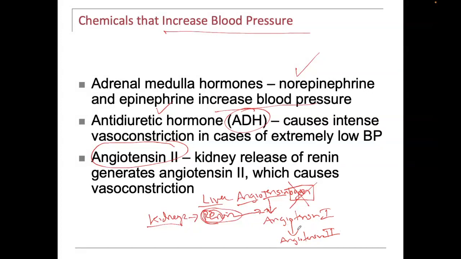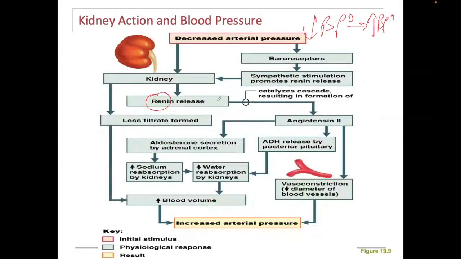What converts angiotensin 1 into angiotensin 2 is something that the lungs make called angiotensin converting enzyme, ACE. So angiotensin converting enzyme converts angiotensin 1 to angiotensin 2. And what's angiotensin 2 going to do? It's going to increase your blood pressure. So the kidneys make renin, which eventually makes angiotensin 2.